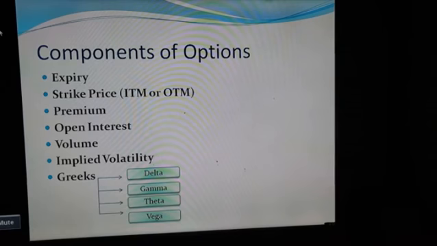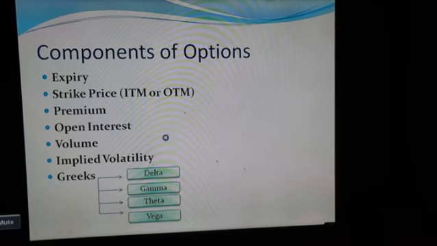Now the other components here are open interest, volume, implied volatility, and the Greeks. Why do we call them the Greeks? Because options were started by the ancient Greeks. There are four major Greeks that we have to consider while defining an option: delta, gamma, theta, and Vega. There are other Greek factors as well, but these are the four main ones which I think we should know.